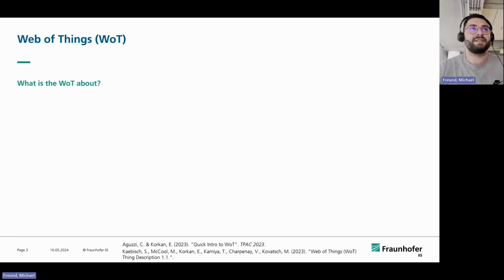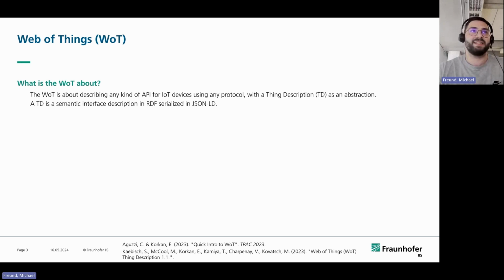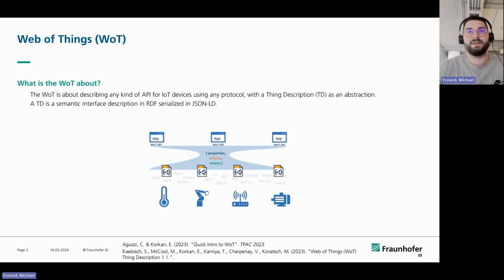So the first thing I want to talk about is, what is the Web of Things? I think the Web of Things is about describing any kind of API for different IoT devices using any protocol. For that, we use a thing description as an abstraction. A thing description is basically a semantic interface description, which is an RDF, and the file is serialized in JSON-LD. I will basically show it with this image.